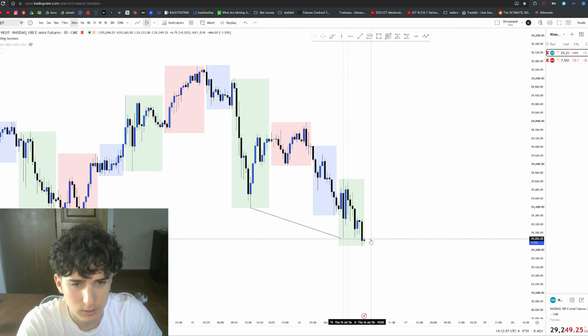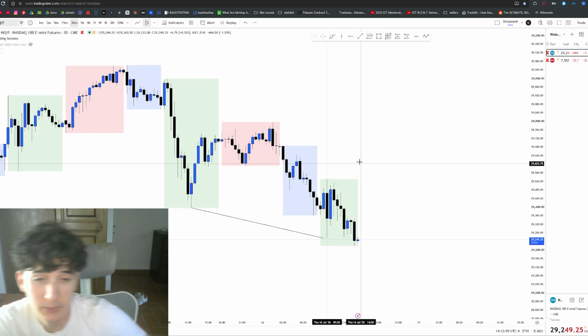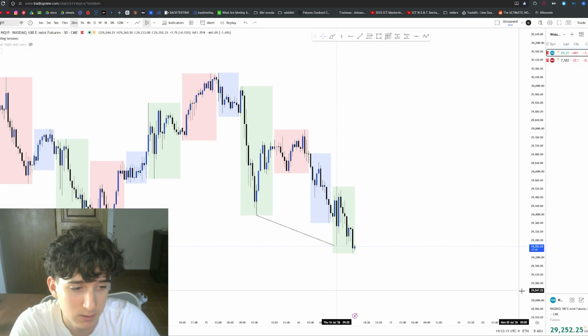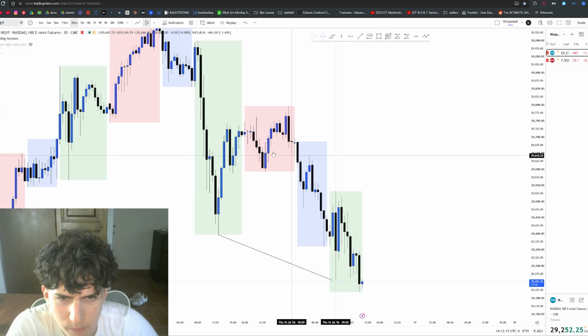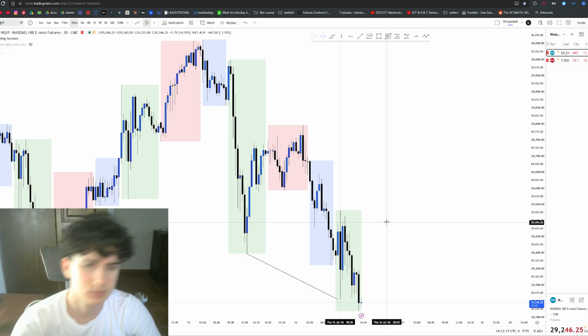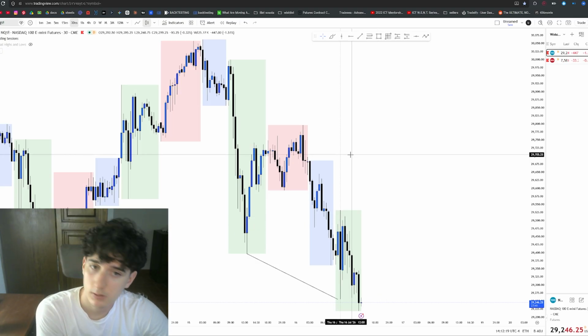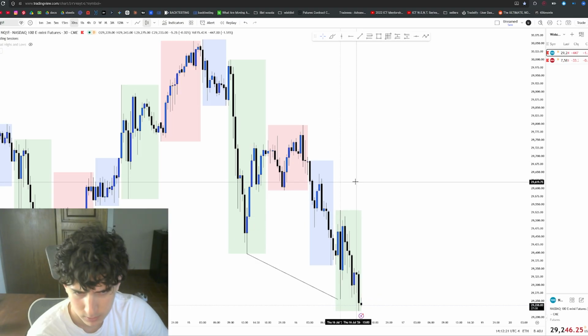I lost 100 because I accidentally de-risked. I mixed up ticks with the points, and so I de-risked by a quarter. Let's see. Bias was bullish, which is completely wrong.